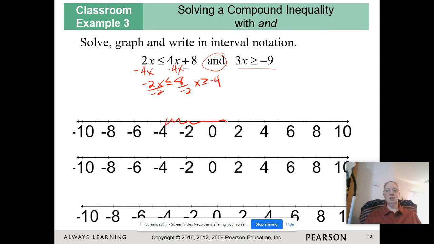So I'm going to shade it in this direction. And this one I'm going to divide by 3, which is a positive number, so I do not reverse the symbol. And so this one is my -3 right here.